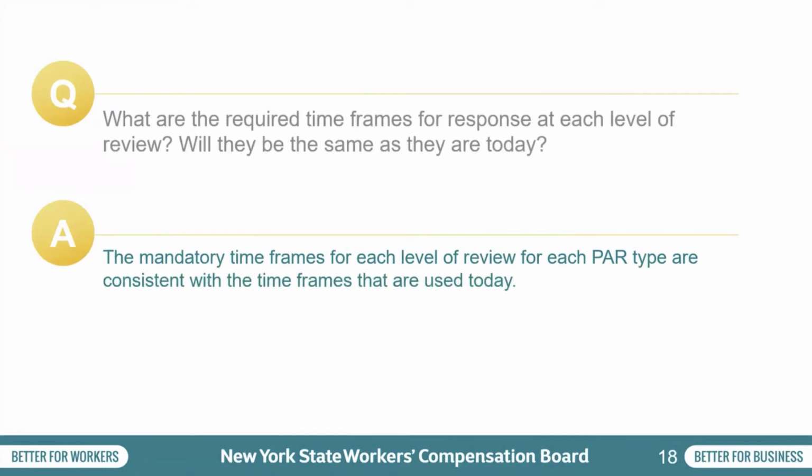What are the required timeframes for response at each level of review? Will they be the same as they are today? The mandatory timeframes for each level of review for each PAR type are consistent with the timeframes that are used today. These timeframes are measured in calendar days, with weekends and public holidays counted as calendar days. Please note that General Construction Law Section 25A provides that if the last date to respond falls on a Saturday, Sunday, or public holiday, then the timeframe to respond is moved to the next succeeding business day.